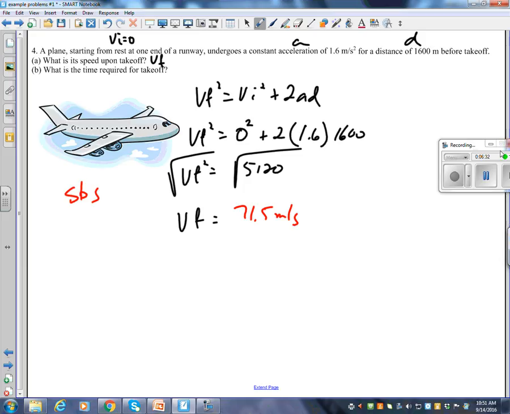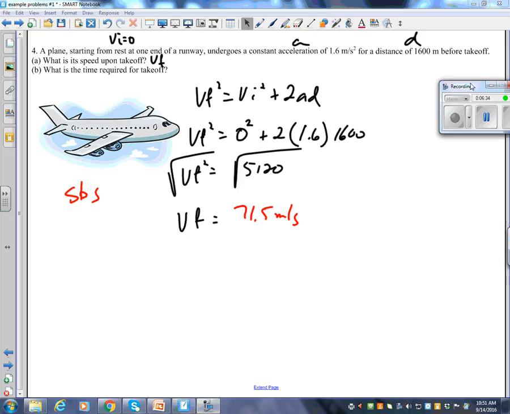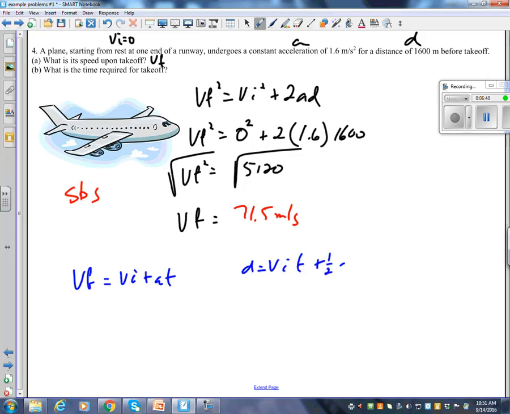What is the time required for takeoff? I'll maybe put it down here, I got room. So now there's a couple ways to do it, right? You could use VF equals VI plus AT, that would work. You could use D equals VIT plus a half AT squared, that will work. You could probably figure out the average velocity and use that one as well too, right? You could go V bar equals VI plus VF over 2, and then V bar equals D over T.